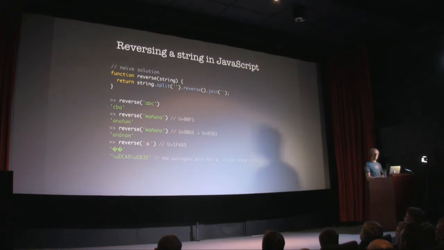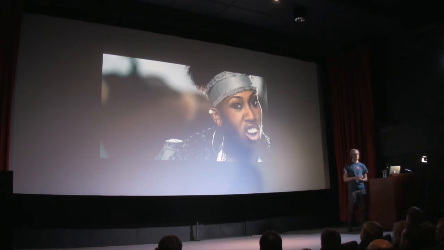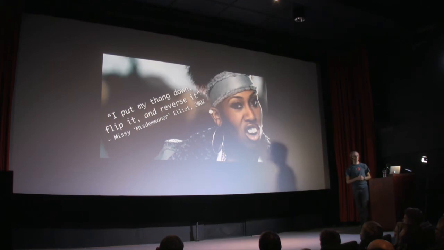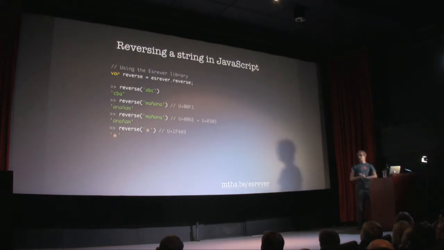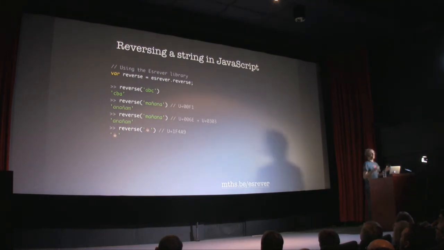Now, luckily for us, a brilliant computer scientist named Missy Elliott came up with a bulletproof algorithm that accounts for these issues. The algorithm goes, I put my thing down, flip it, and reverse it. And indeed, by swapping the position of any combining marks with the symbol that they belong to, as well as by flipping the surrogate pairs before further processing the string, just like we did before, all those issues are avoided successfully. So thank you, Missy. And I've built a JavaScript library called srevert that does just that, using that algorithm. So if you ever need to reverse a string in JavaScript, you can use it.